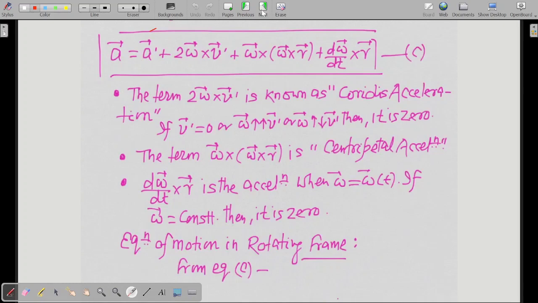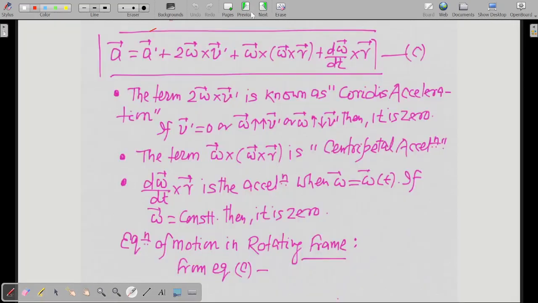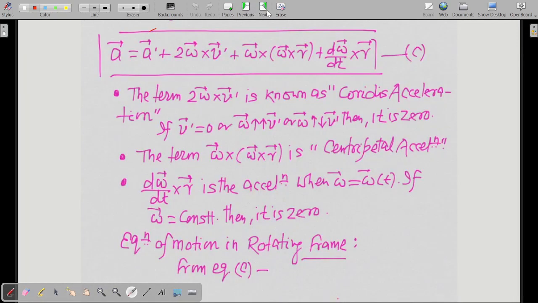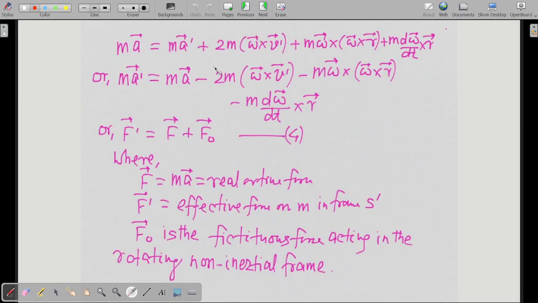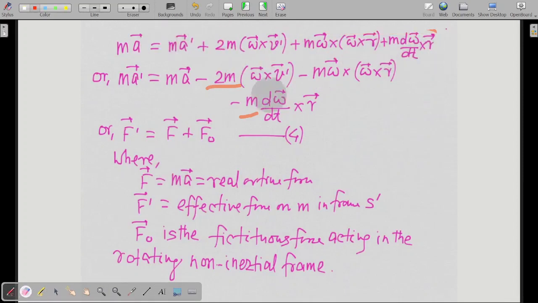So let us multiply. What will happen? m a vector plus m a prime vector plus 2m... We have multiplied both sides of this vector equation with m. So when we took the m a prime to one side and these terms to one side, these three terms have been taken to the left hand side, and they all became minus now. So these three terms became minus.